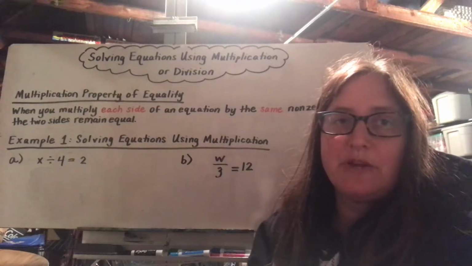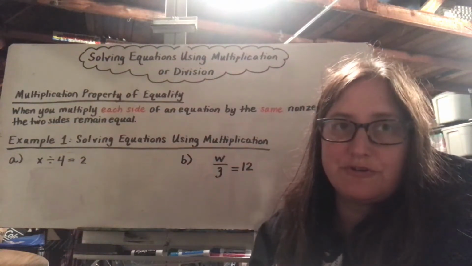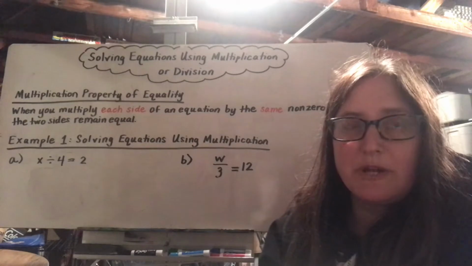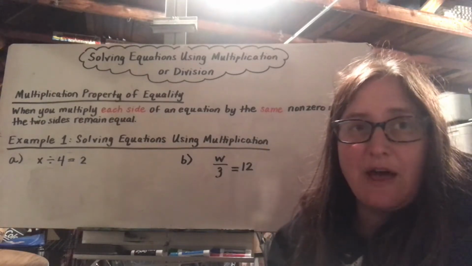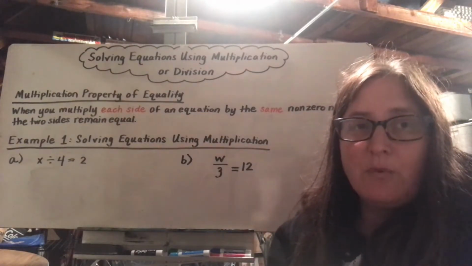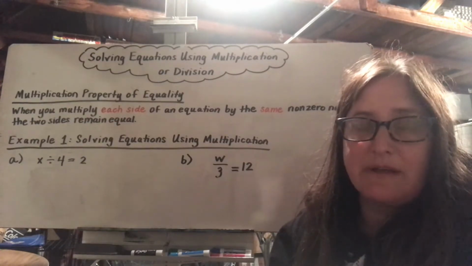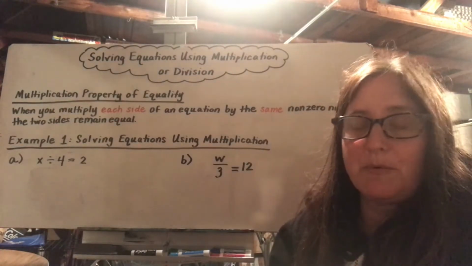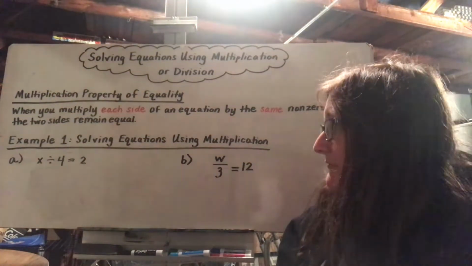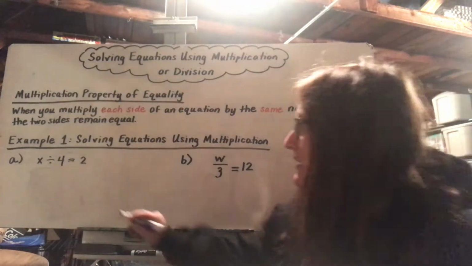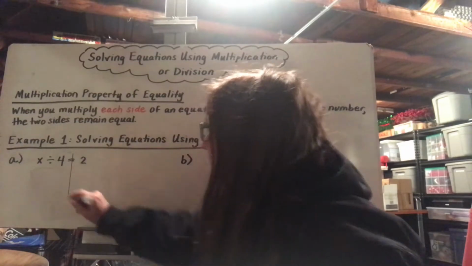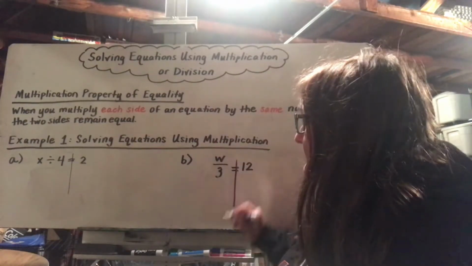This is solving equations using multiplication or division. Whenever we're solving equations, our goal is to find the value of our variable. We do that by isolating the variable, or getting the variable by itself. The first step when we're solving an equation should be to find the equal sign and split the equation into two parts at the equal sign.